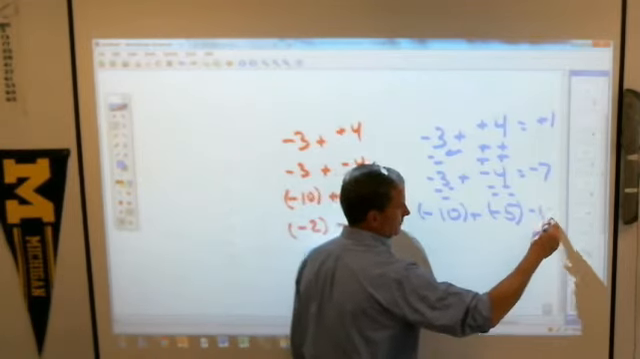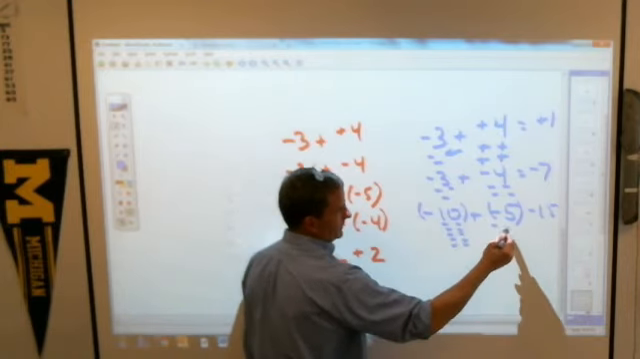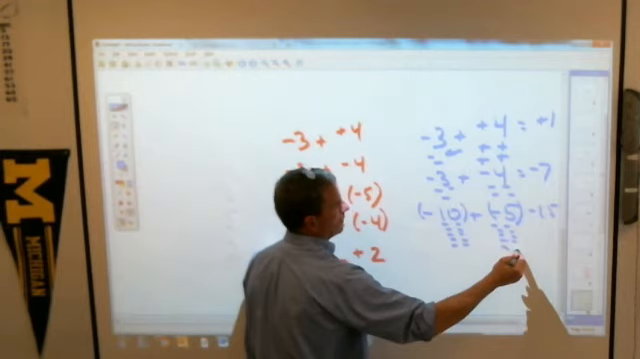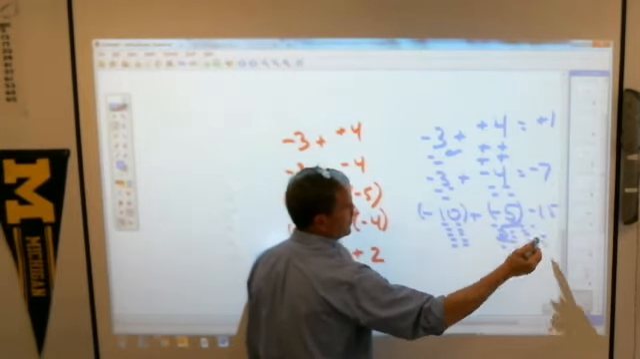Or if you want to put the negatives down there, you have 10 negatives, and you have 5 negatives. That means you get 15 negatives.